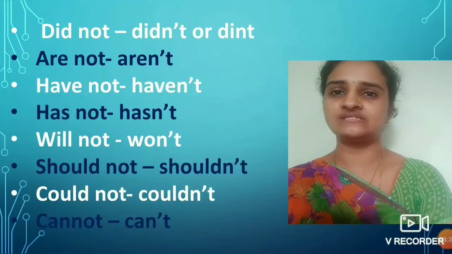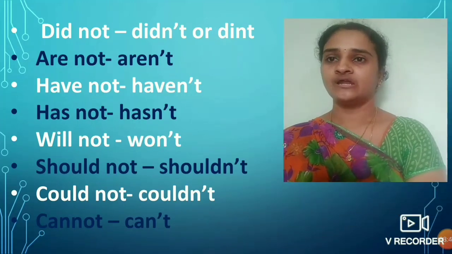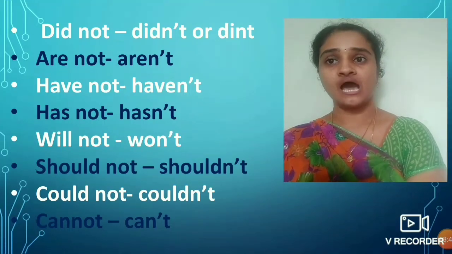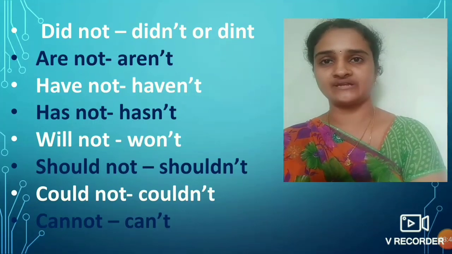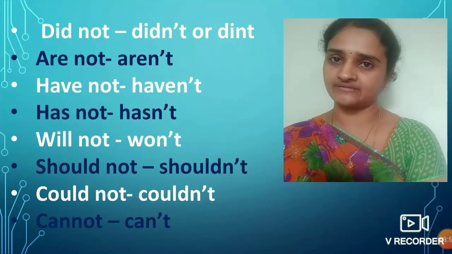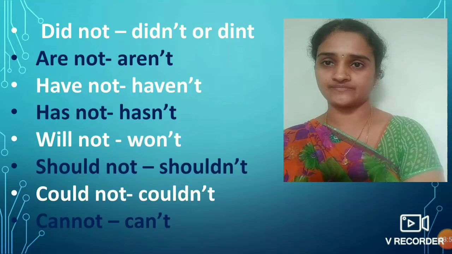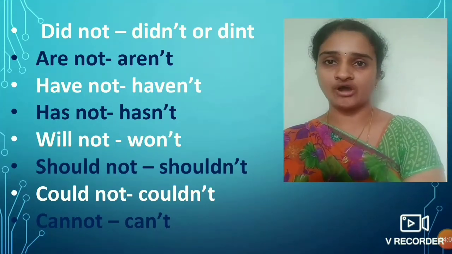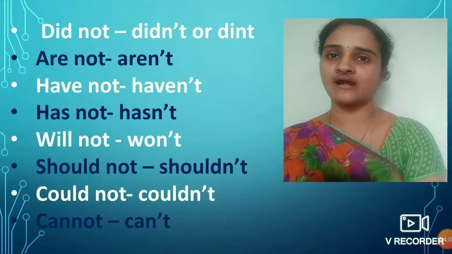Okay, now let us look at some more examples of these short forms. Did not can be written as didn't. Are not can be written as aren't. Have not can be written as haven't. Has not can be written as hasn't. Will not can be written as won't. Should not can be written as shouldn't. Could not can be written as couldn't. And cannot can be written as can't.